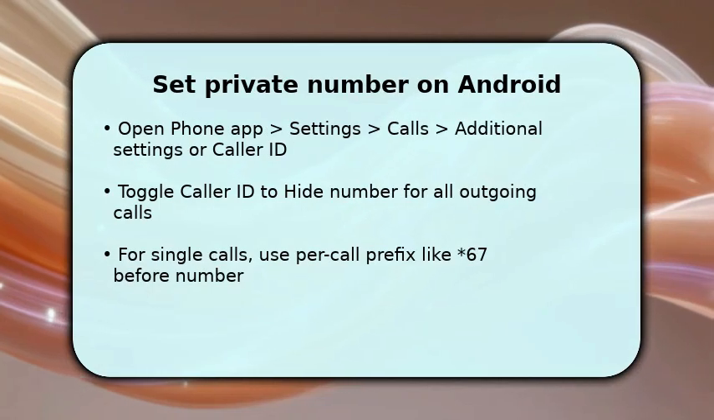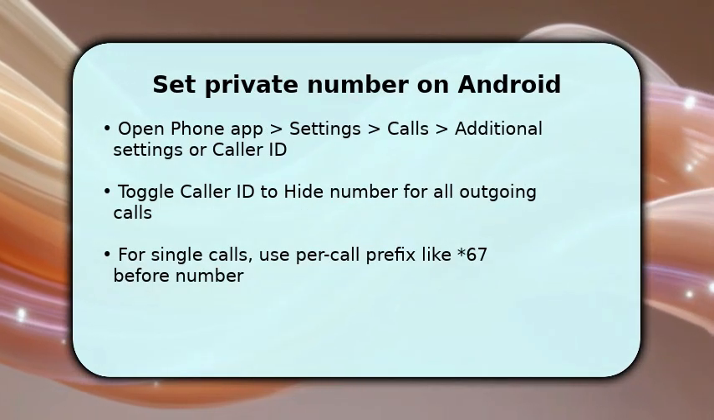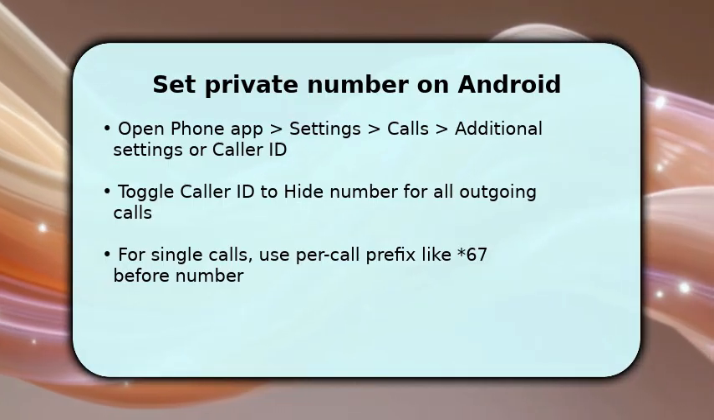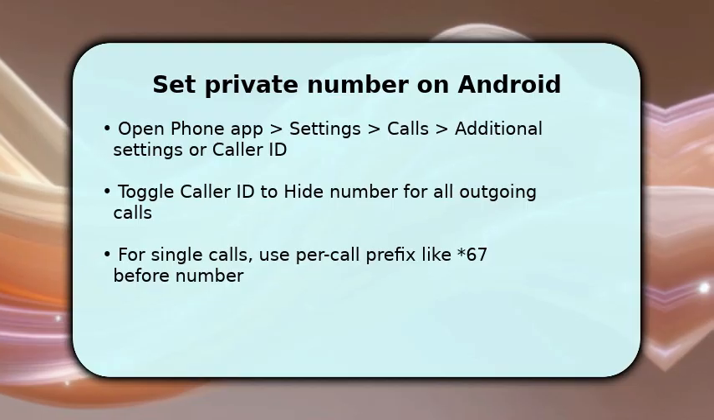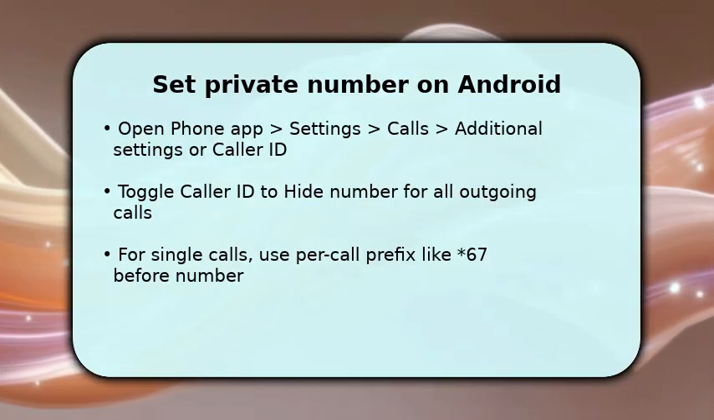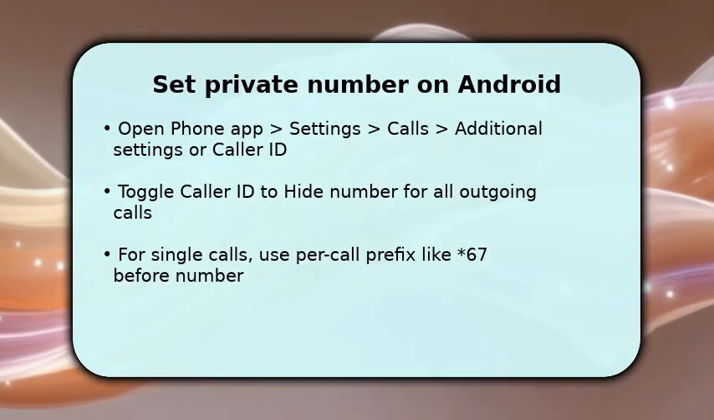Now set the option on your device. Open the phone app, tap Settings, then Calls and additional settings to find Caller ID. Change Caller ID to Hide Number. This applies to all outgoing calls and is the simplest method.